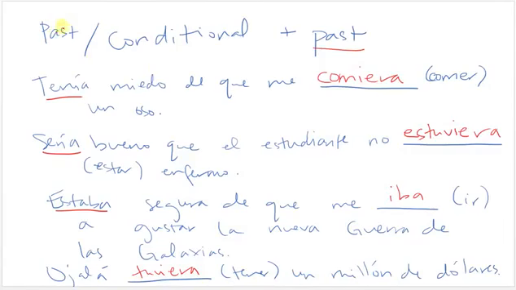So just remember, if you have the past or conditional at the beginning of your sentence and you have a subjunctive trigger, you're going to use the past subjunctive. If you have the past or conditional and you don't have a subjunctive trigger, you're just going to use the regular past tense.